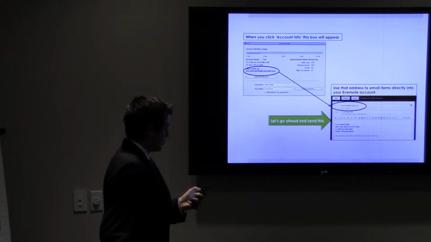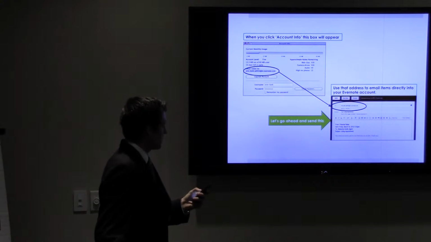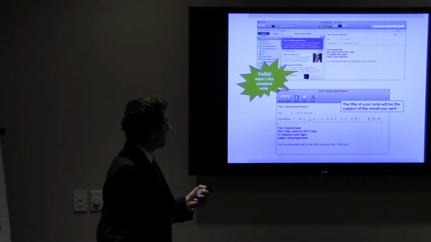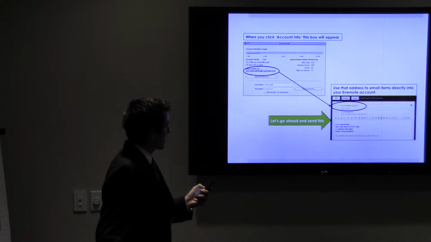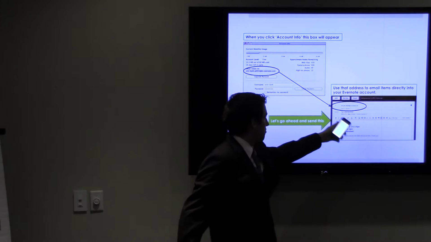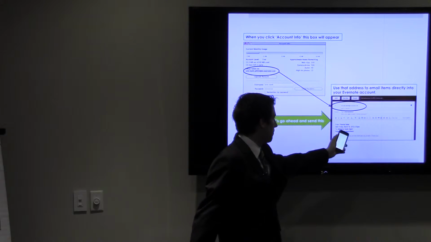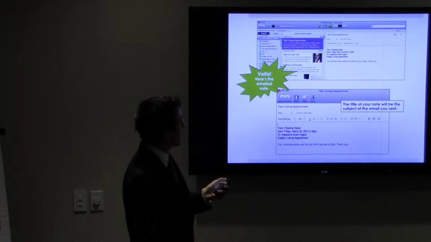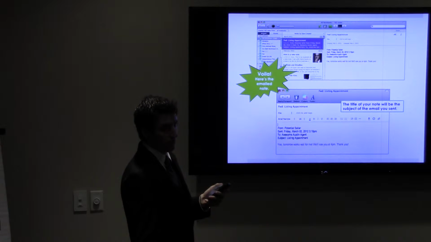So what you do is you go ahead and save that email address. Use that email address to send items directly into your Evernote account. So you get an email, and you forward the listing appointment with all the content of the email. You forward it, and it's right there in your Evernote. You don't even have to leave your email to forward your emails into your Evernote account. It automatically goes straight into your Evernote account. Now the title of your note will be the subject of the email you sent.